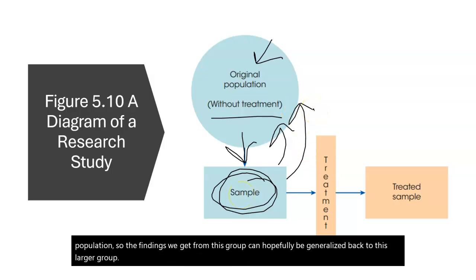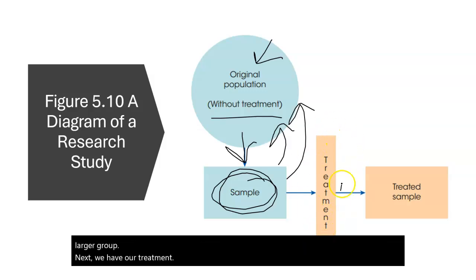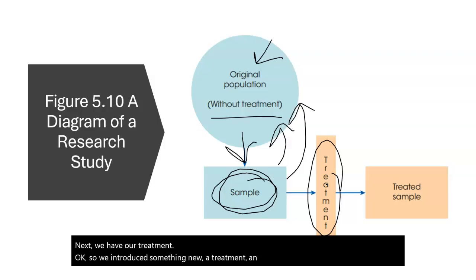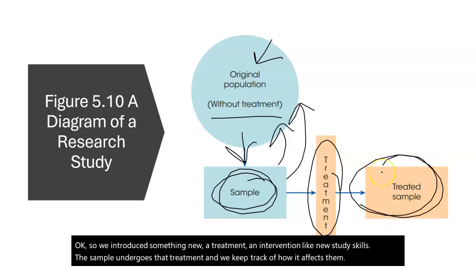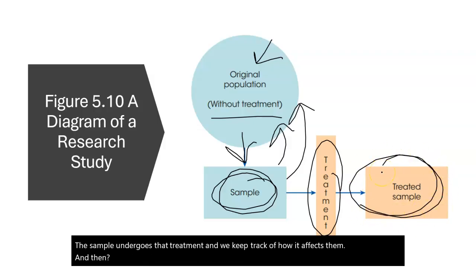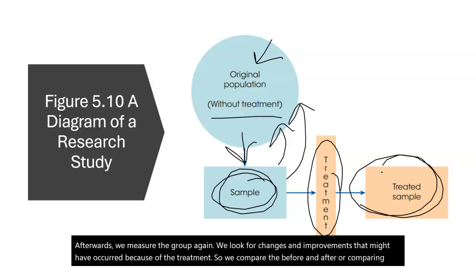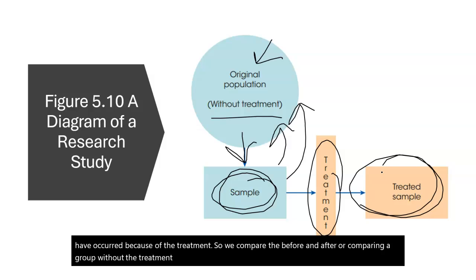Next, we have our treatment. Okay, so we introduce something new, a treatment, an intervention, like new study skills. The sample undergoes that treatment, and we keep track of how it affects them. And then afterwards, we measure the group again. We look for changes and improvements that might have occurred because of the treatment. So we compare the before and after, or compare a group without the treatment to the treatment group.